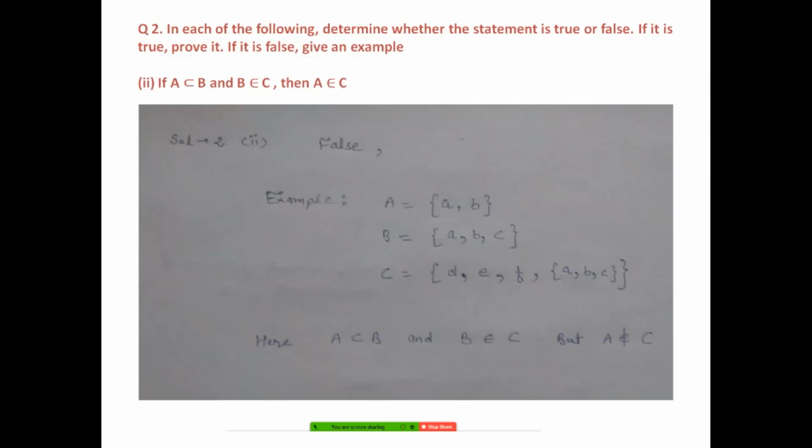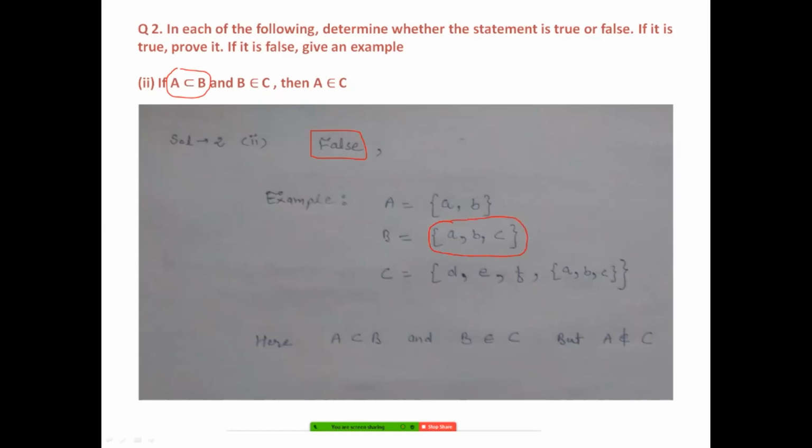Now, second part of the question: if A is a subset of B, B belongs to C, then A also belongs to C. Again, this statement is false. Why is this false? One example. Suppose A is equal to {a, b}, B is equal to {a, b, c}, C is equal to {d, e, f, {a, b, c}}. So first case, what is the first case? A is a subset of B, meaning B contains all the elements of A.